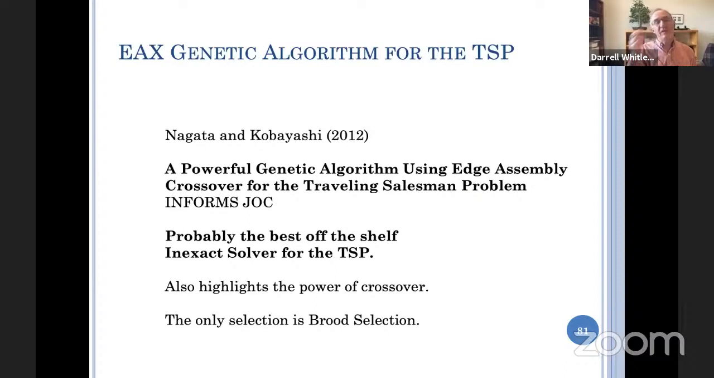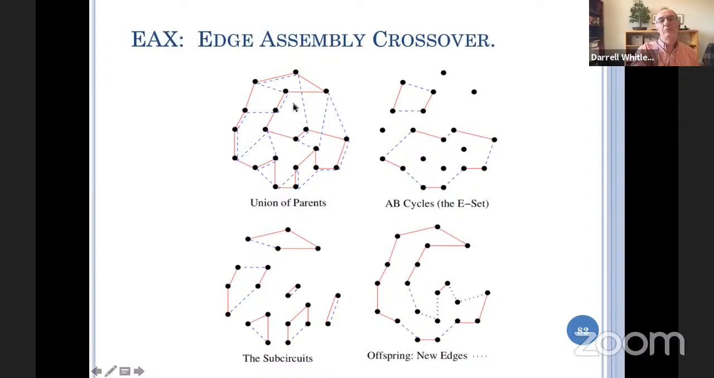I want to talk briefly about the EAX genetic algorithms for the TSP because I think there's also some ideas here that we can exploit about crossover. It's a really great algorithm. So the way EAX works for the TSP is you have a red tour and you have a blue tour. Again, the blue tour is dashed, the red tour is solid. What EAX does is say, hey, if I go red, blue, red, blue, red, blue, I will get these AB cycles that are inherent in this union graph.